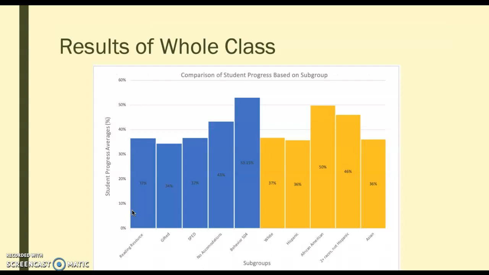These show the results of the whole class, including the virtual students that were either virtual group A or group B, as well as both hybrid classes. This shows it based on various subgroups and accommodations. The highest increase of progress was seen with the 504 behavioral students and the African American students.